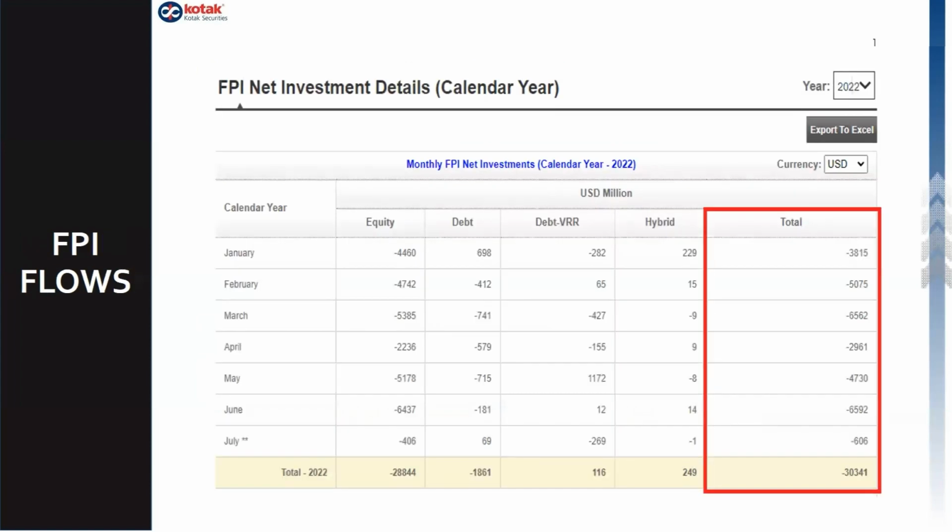Now let's look at the FPI activity. This year they have been consistently sellers. 80% of the outflows has been in the equity market, slight in the debt, but debt may be a negative trend. इसके लिए we are saying FPI flows may not be incentivized unless and until the global situation improves.